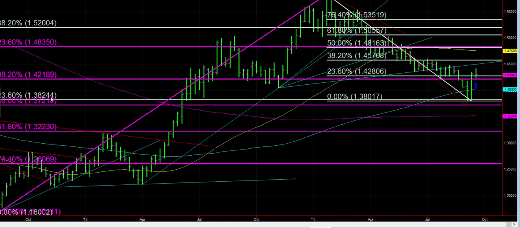On the downside, we would look for a test of the 1.3824 area, followed by 1.3721. On the upside, we have this blue up arrow to contend with.